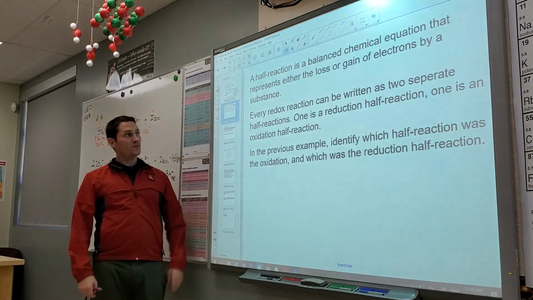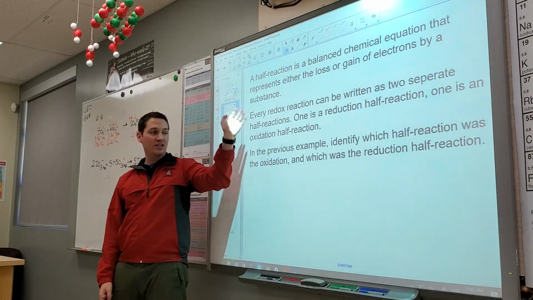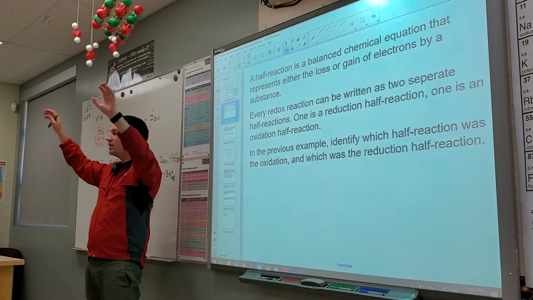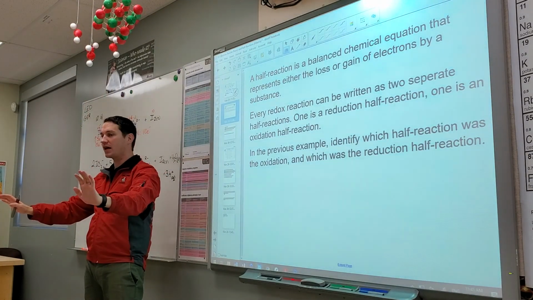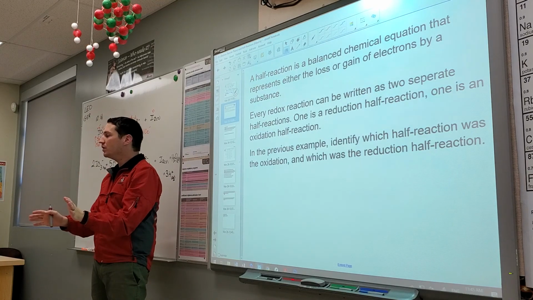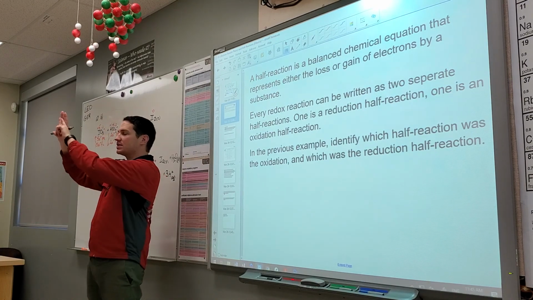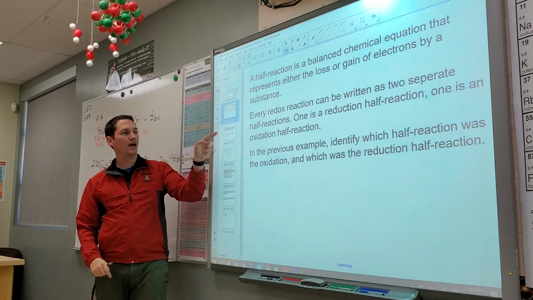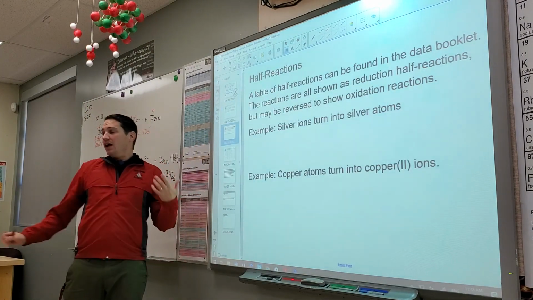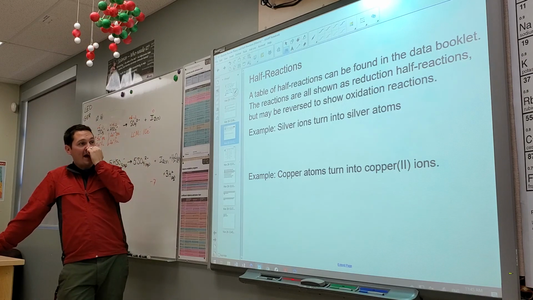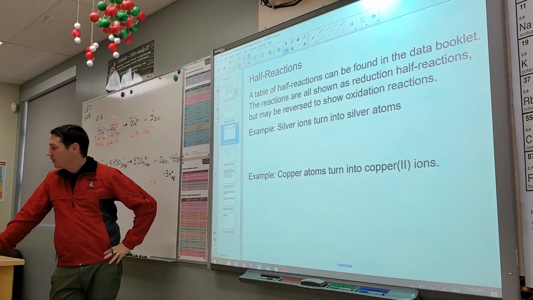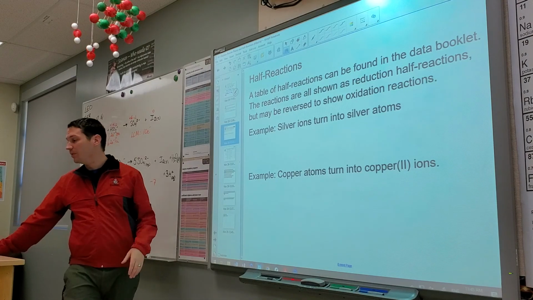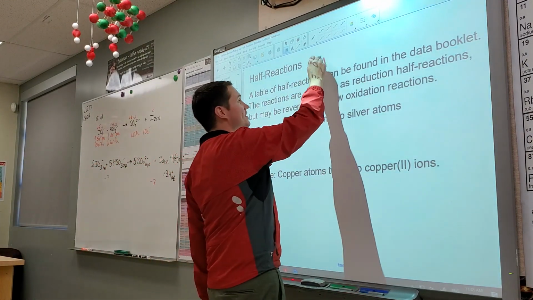So these half reactions can always be written. We can just take a reaction and split it up into 2 half reactions. All you have to do is look at one thing and see what it turns into, look at another thing, what does it turn into, and that's your 2 half reactions. A table of half reactions can be found in the data booklet. It's on the page before your acid table, so this is on page 7.